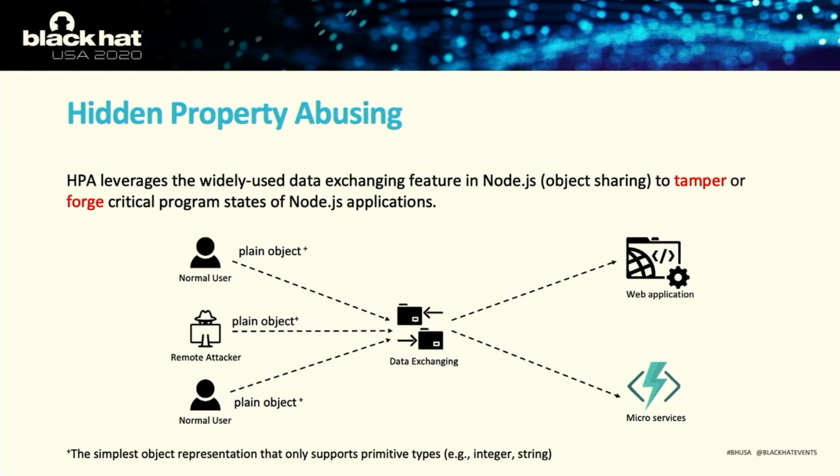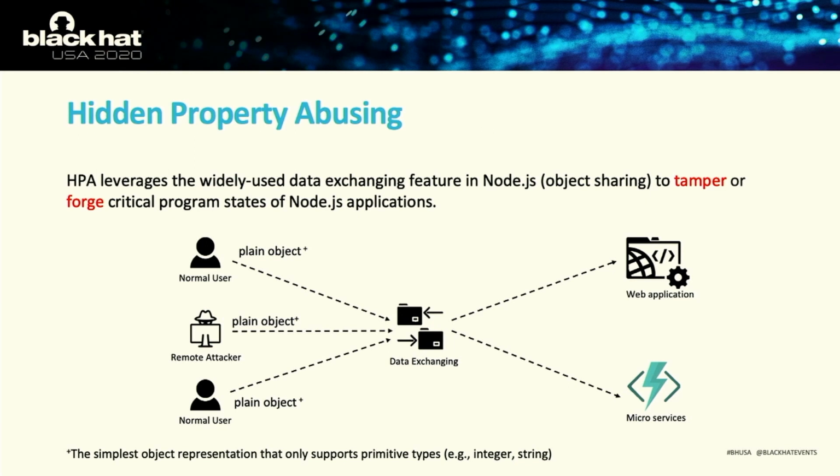So what we are going to introduce is the hidden property abusing, which we call HPA. HPA leveraged the object sharing in Node.js to forge or tamper critical program states in the Node.js applications. We called these additional properties we injected hidden properties because these properties are kind of like some hidden parameters valid to the endpoint user API. These parameters are associated with certain internal states. However, nobody knows their existence until an attacker finds it and exploits it to tamper internal states.